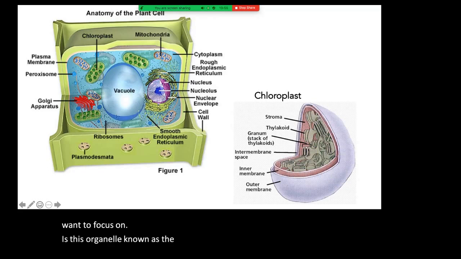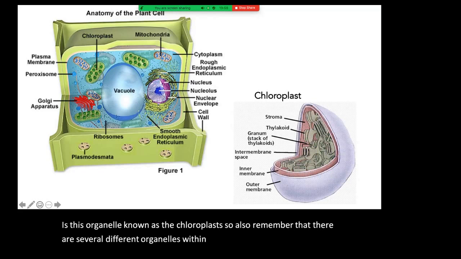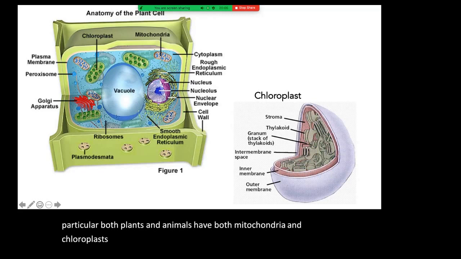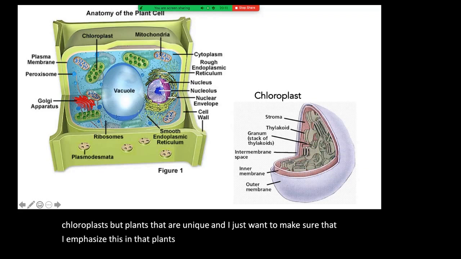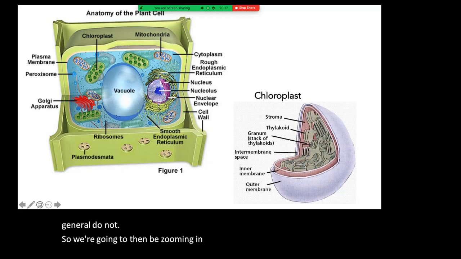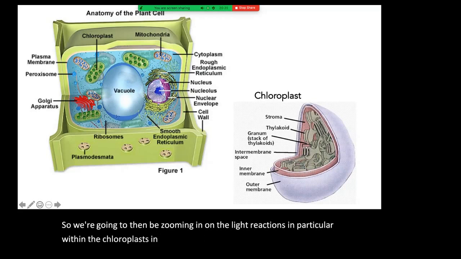And so also remember that there are several different organelles within animal and plant cells. In particular, both plants and animals have mitochondria, but plants are unique, and I just want to make sure that I emphasize this, in that plants have chloroplasts. Animals in general do not. Okay. So we're going to be zooming in on the light reactions in particular within the chloroplasts. In particular, we're going to be focusing in on these unique membranes within the chloroplast itself.